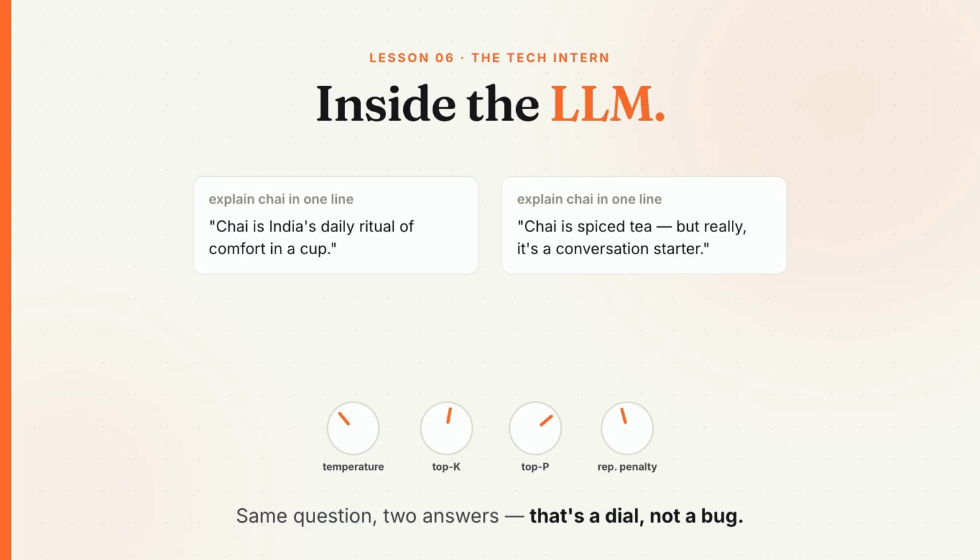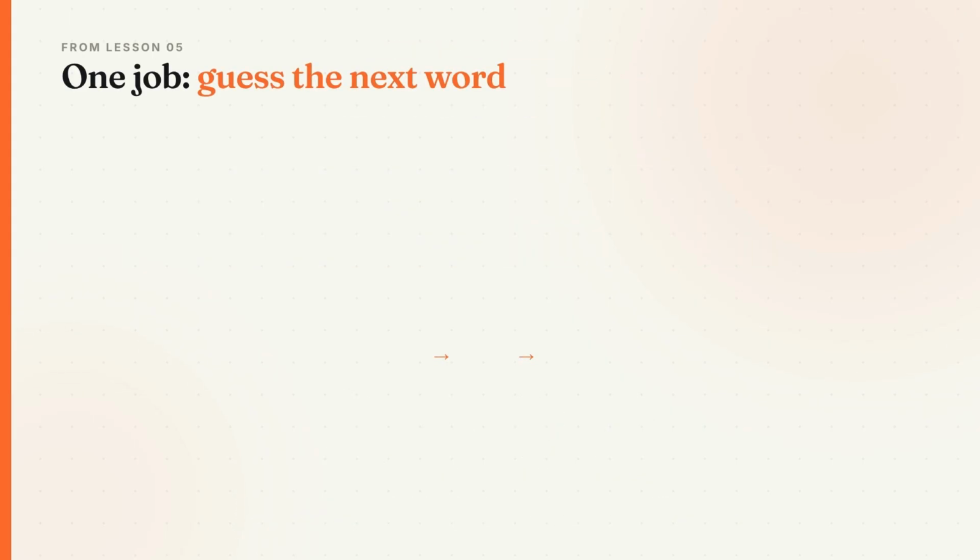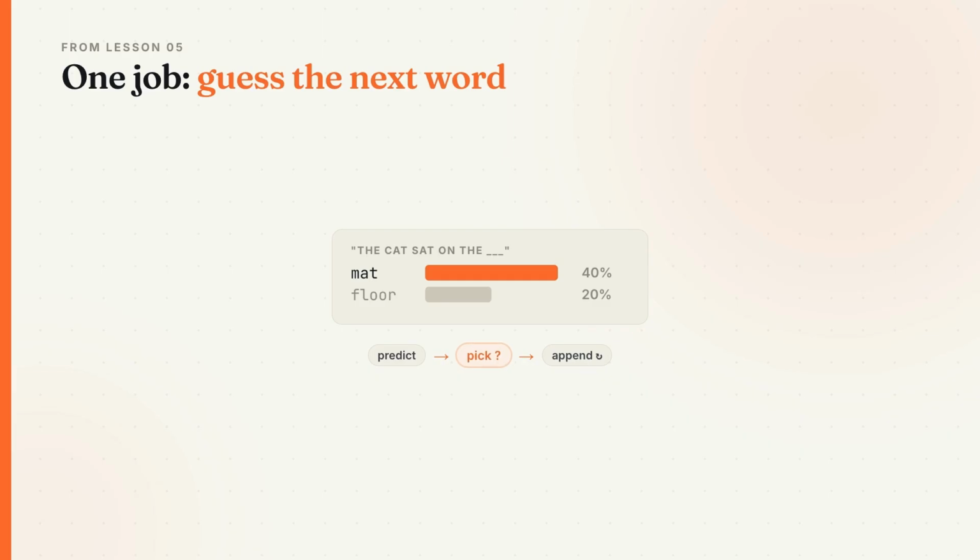Let's get into it. Quick recap from last time. An LLM has one tiny job, guess the next word. The cat sat on the mat. Pick it, add it, repeat. But how does it guess? What is it actually reading and what decides which word wins? That's the whole episode.